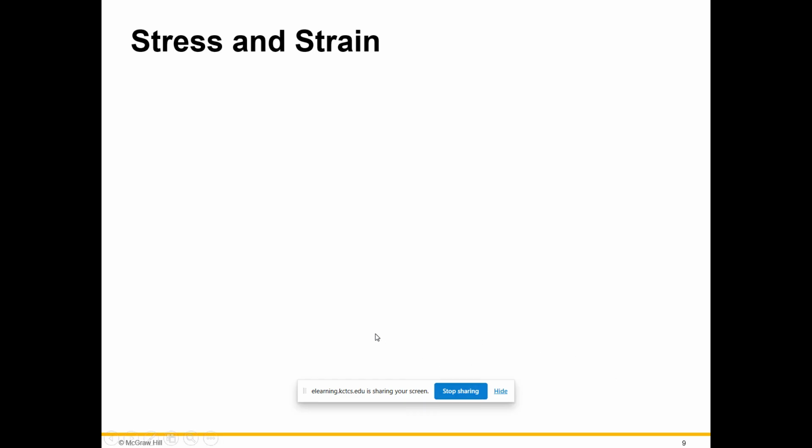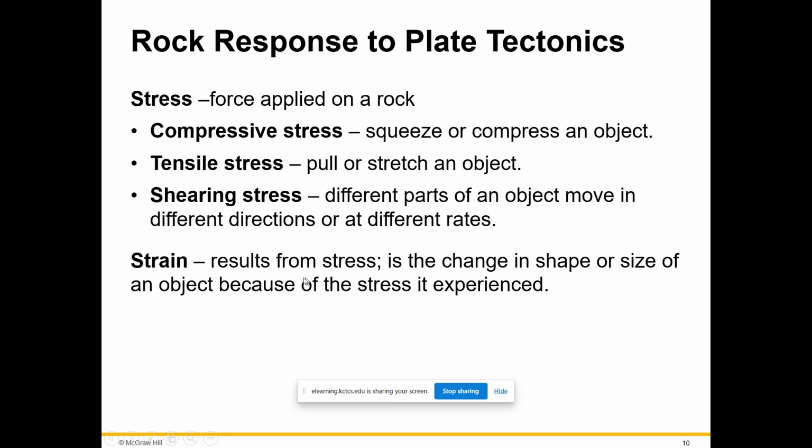Right, so this is the next section of chapter 3. It is on stress and strain. Stress is a force on, well, anything, but in this case, we're thinking force on rocks. And strain is the result of stress. So, if it changes shape somehow based on that force. There are different types of stresses.